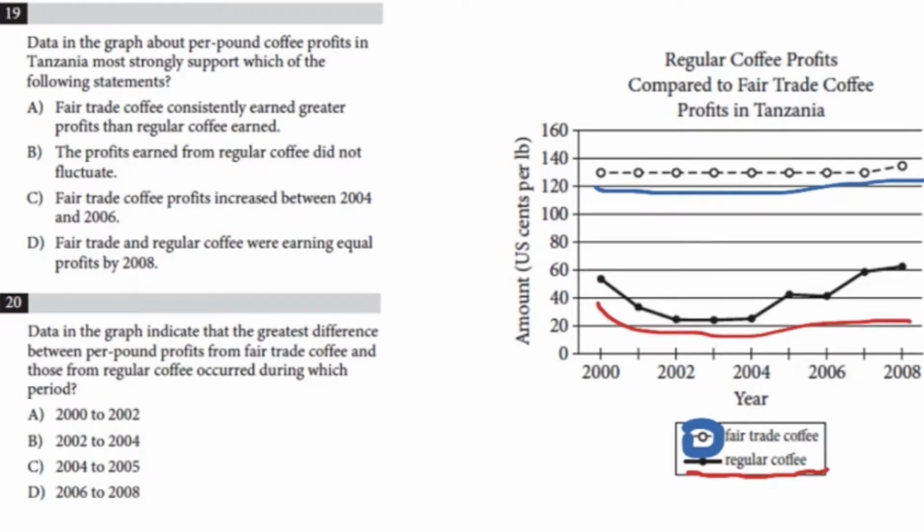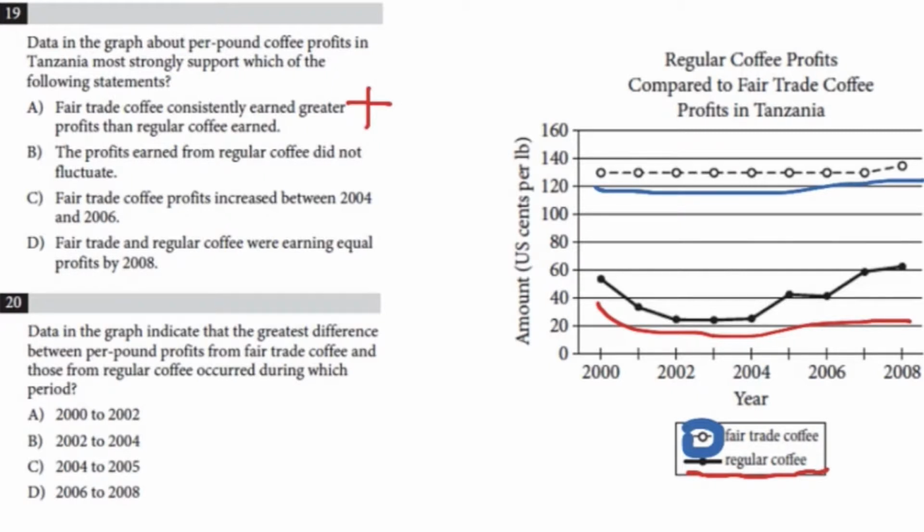Let's go back to the question. Fair trade coffee consistently earned greater profits than regular coffee earned. If we look at the graph, we see that all of the profits for fair trade coffee are higher than those for regular coffee. Going back to the question, I would put a plus next to answer choice A. That looks pretty good to me. I don't see anything I hate about that choice.